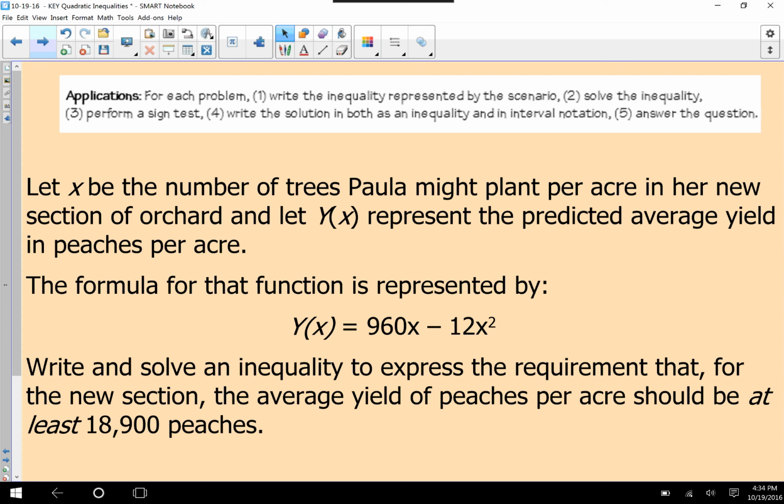Okay, so these are basically just word problems doing what we've been doing. So it's really not going to be that hard, I don't think. As long as you guys have been understanding what we're doing in class, it's just applying that.